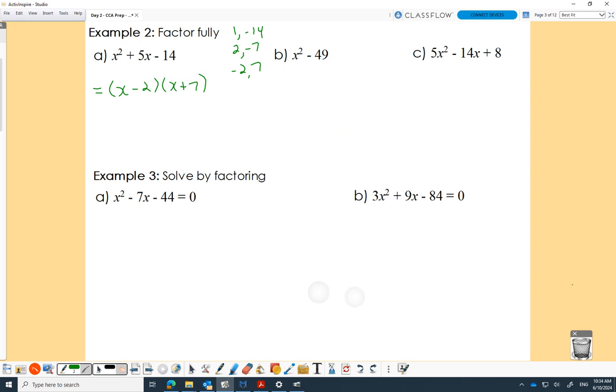Now we go on to this kind. Back through the checklist. Does it have a common factor? No. Is it 3 terms? No. So if it's not 3 terms, what kind of factoring is it? The square one. Yes, it's difference of squares. You look at it and go, are these things both something squared? Is there something that squares to give x squared, and is there something that squares to give 7 squared?